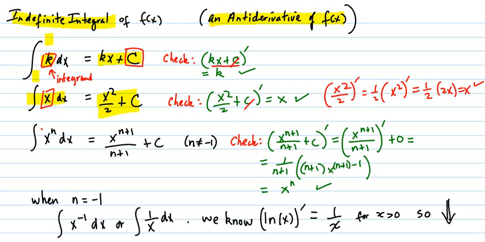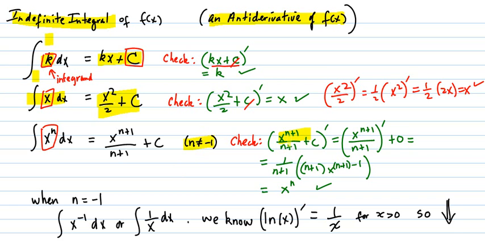In general, x to the n, well, it's going to be x to the n plus 1 divided by n plus 1. So you can think of that as x to the n plus 1 divided by the new exponent. As long as n is not negative 1, and we'll discuss what happens in that case next. So you do the check.